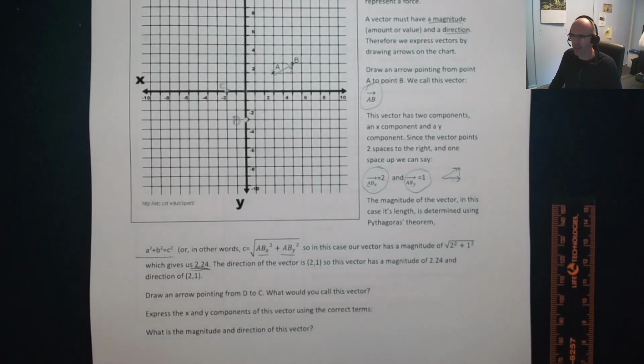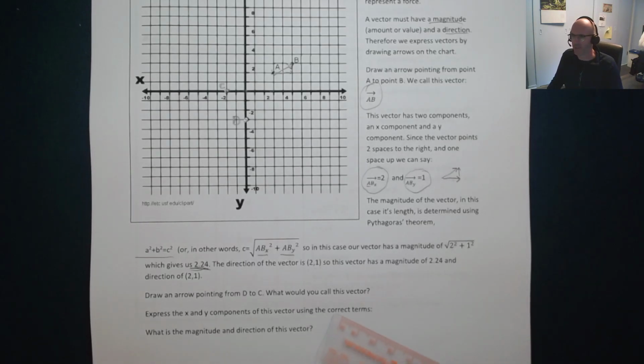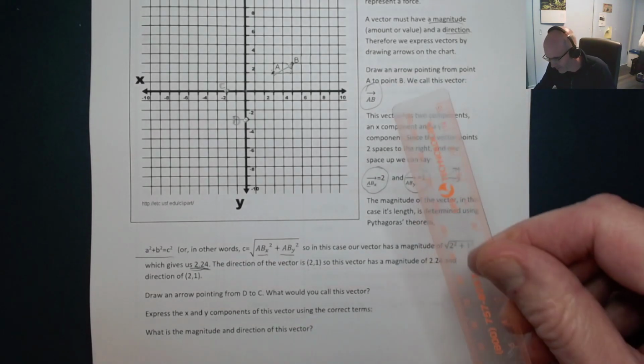Okay, so let's take a look at the arrow pointing from D to C. What would you call this vector? Express the x and y components of this vector using the correct terms, and what is the magnitude and direction of this vector? Okay, press pause right now, and let's see if you came up with the same answer that I did. Did you press pause? Are you back now? Okay, this is how I go about solving it.